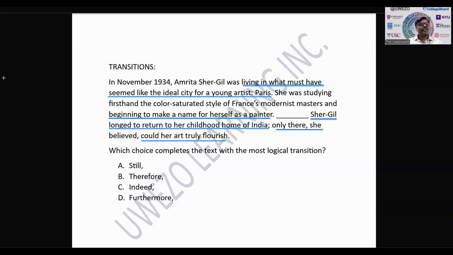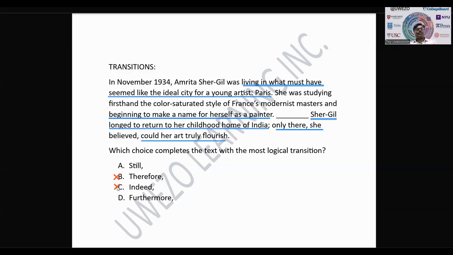Option A says still, that can be a contrast, so we'll hold on to it. Option B is therefore. Therefore, we use to provide a conclusion of something. It means before therefore, you would have a statement or some discussion, and based on that discussion, you conclude something. In that case, you can use a therefore. Indeed, you would use if you're trying to reinforce an idea. It means an idea is presented, some discussion is done, and when you try to reinforce that, you can use indeed. So option C is also wrong.